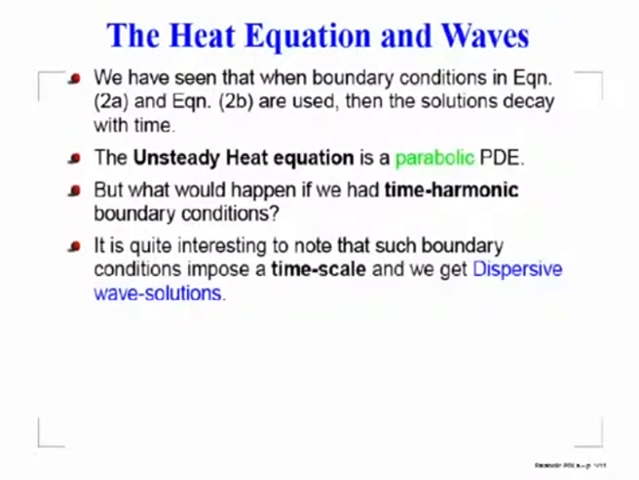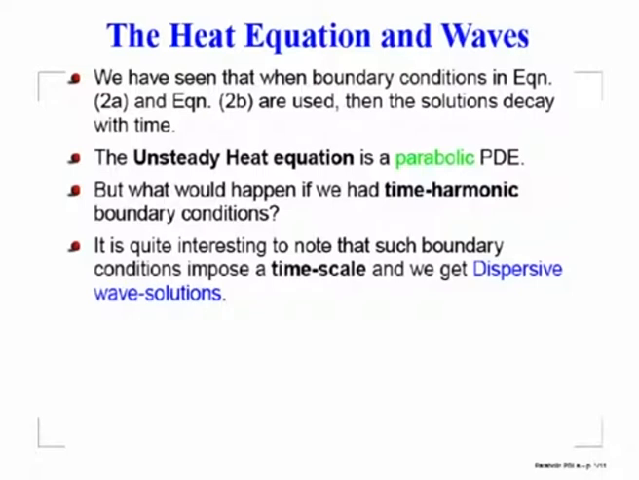Now, we found a case where the solution decays with time. We have also seen the unsteady heat equation is a parabolic PDE. But what would happen if we had a time harmonic boundary condition? What I am talking about is that f of t and g of t are functions of time, and that actually introduces a time scale, right. So, something like this: I have a rod, it is a heat transfer problem. On the end I have some kind of a heater which, part of the cycle, is pumping in energy, and part of the cycle, it is cooling. So, I could do that.